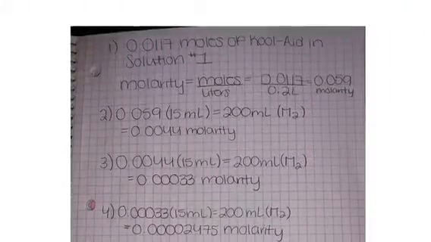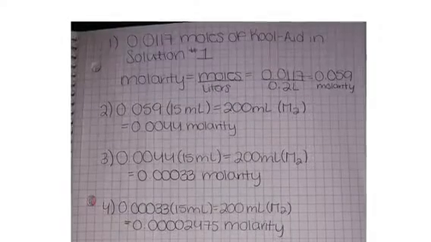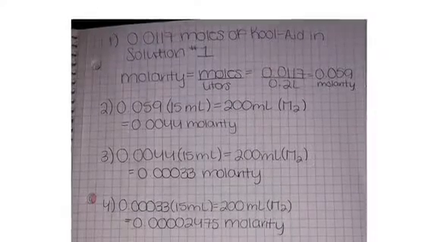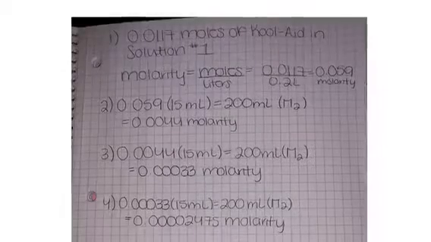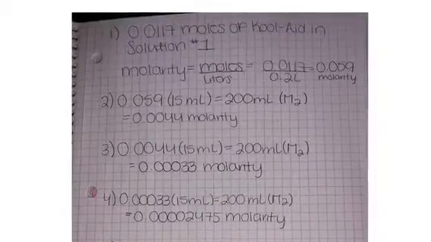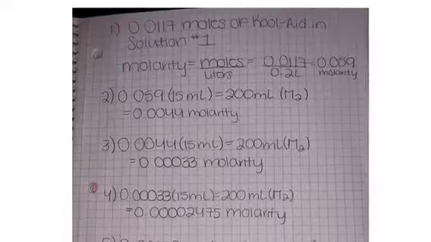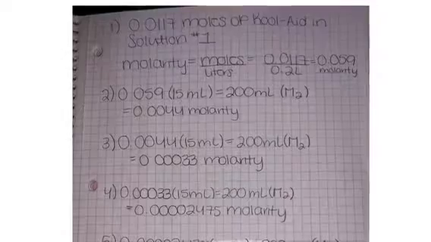Okay, so the calculations behind my solutions was through finding the molarity of the initial solution, which is the mother solution. So I took 0.0117 and plugged it into the equation, and 200 milliliters converts to 0.2 liters. So the molarity would be 0.059.